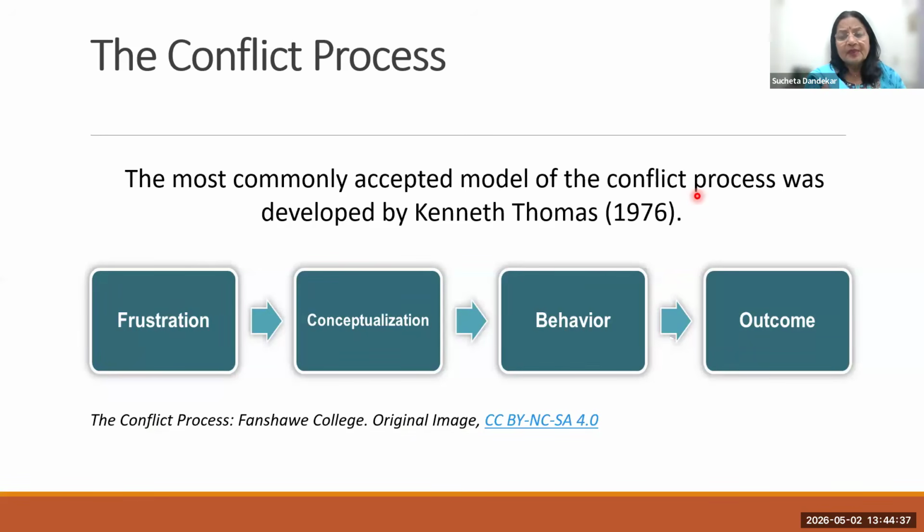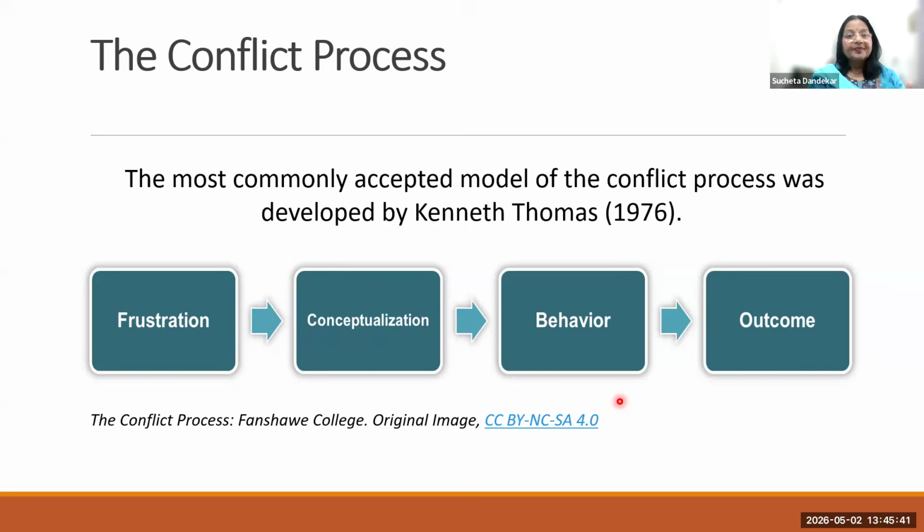The conflict process, Kenneth Thomas talked about it way back in 1976. What he said was, there is a certain amount of frustration about things, and that frustration leads to a conceptualization of some things. And people don't have the courage to try and get clarification of what they have conceptualized. People conceptualize on their own, with their friends, with their groups, and because people have not tried to look into what actually is the problem, you have changes in behavior. And those changes in behavior lead to outcomes which could be positive, or could have very, very negative repercussions.